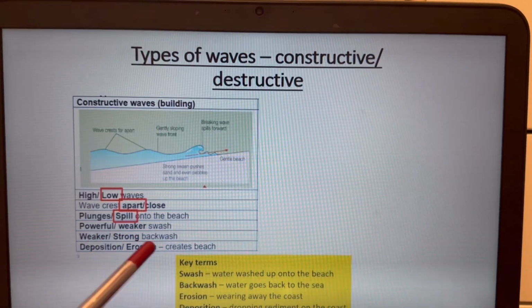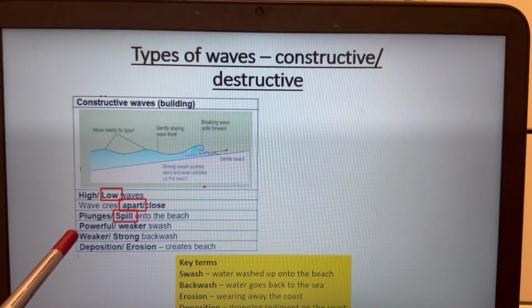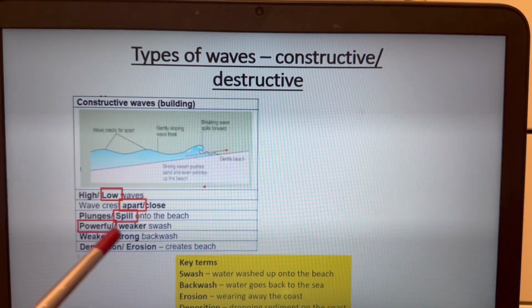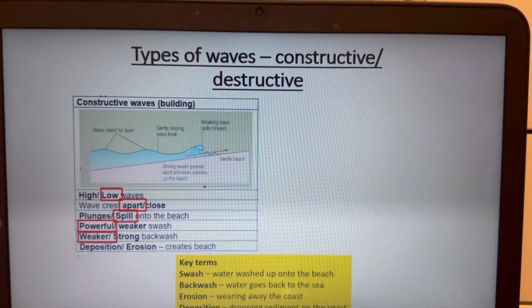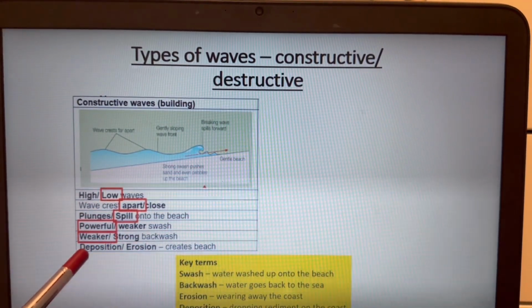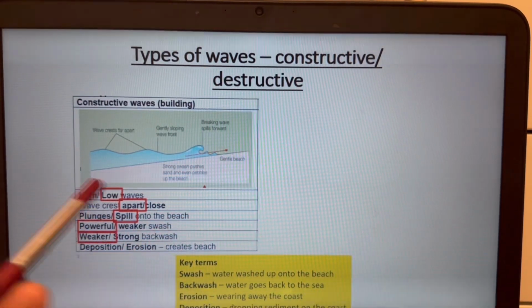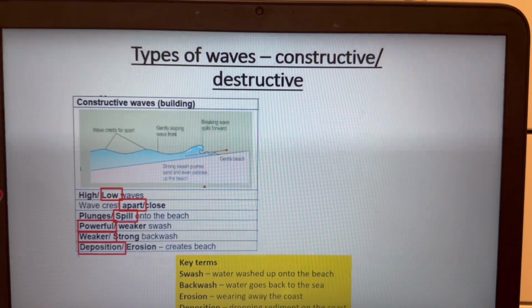I'd also talk about, we already spoke about this, powerful or weak swash. It'd be a powerful swash, and therefore a weaker backwash. It's not really taking away sand. Remember, it's not there to destroy the beach. And therefore, what is happening a lot more: is it eroding the beach, taking away the sand, or depositing it? You will say deposition is much greater.